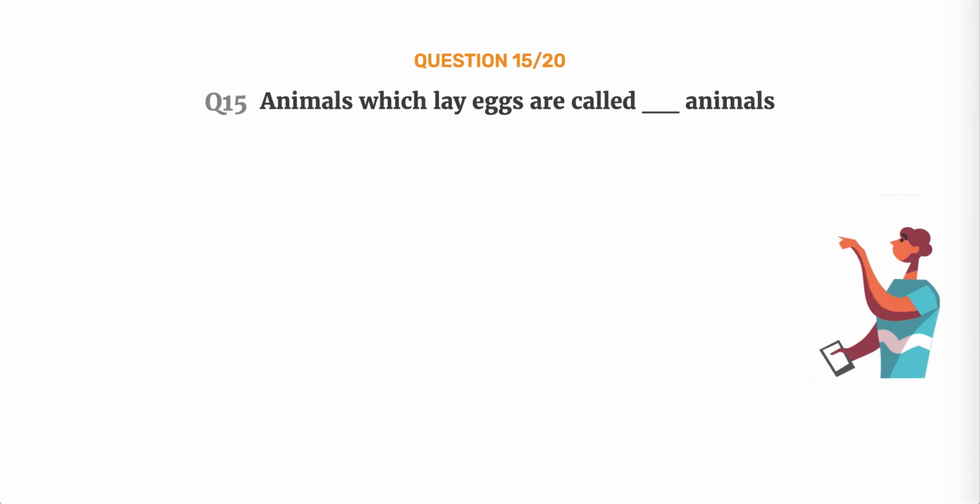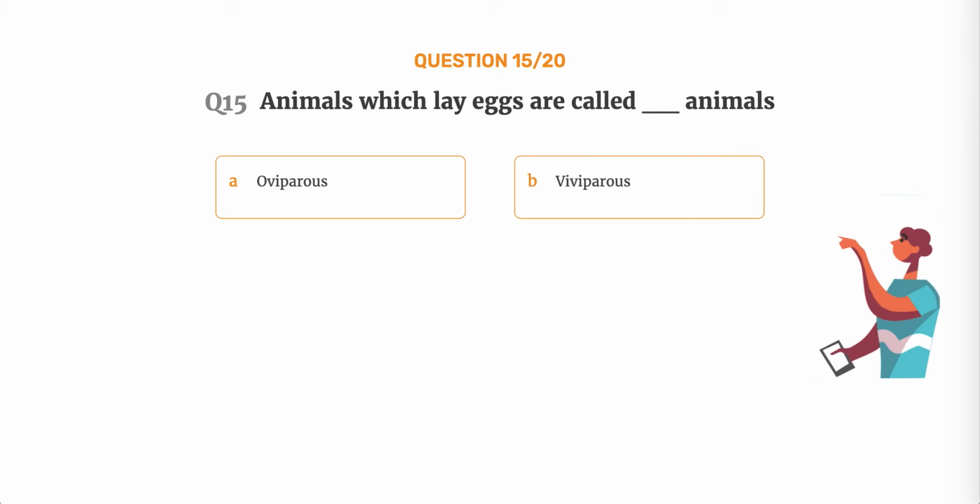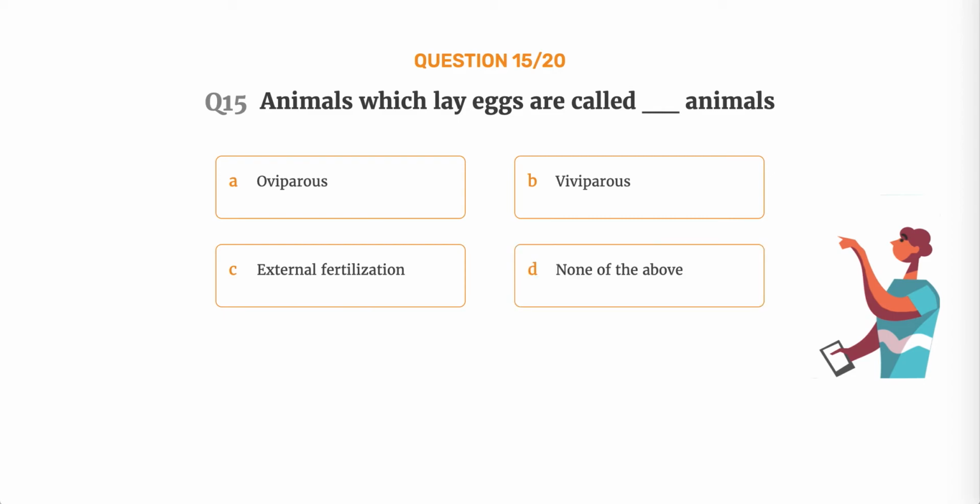Question number 15. Animals which lay eggs are called _ animals. Option A, oviparous. Option B, viviparous. Option C, external fertilization. Option D, none of the above.